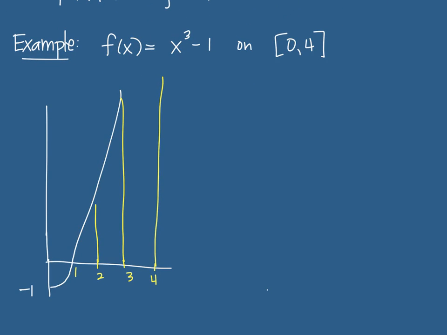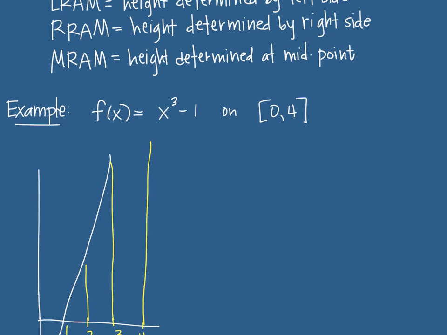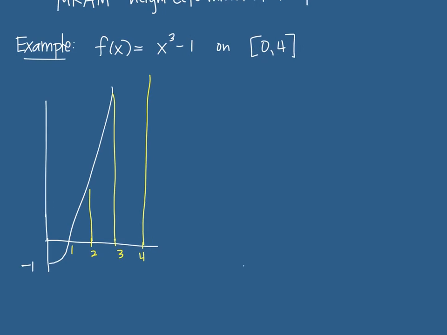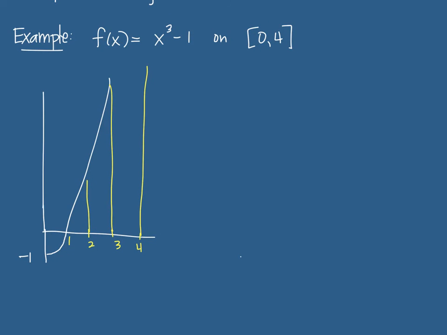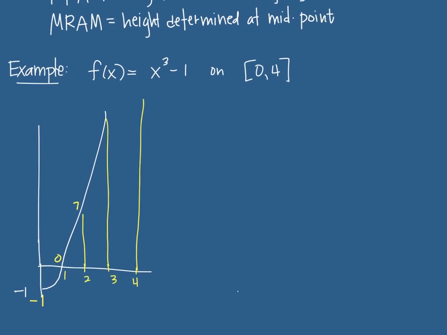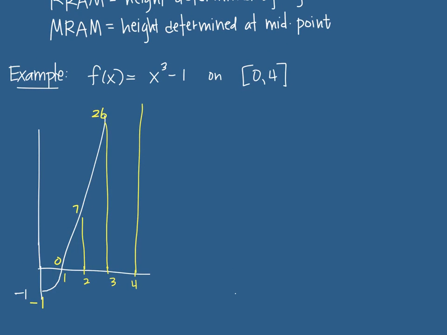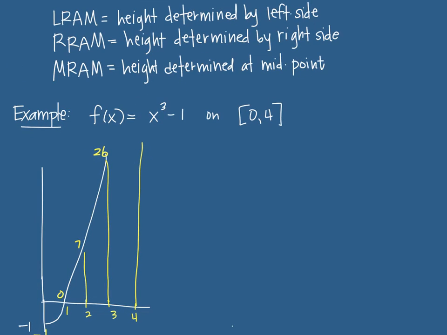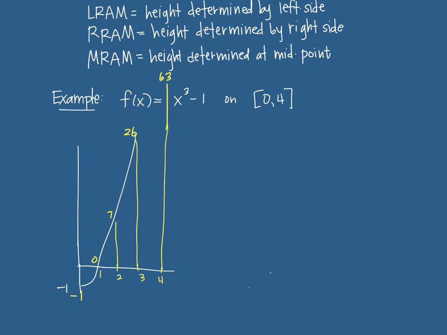Okay, track your heights at all of your intervals. I'm way off the screen here, but just using the function, track your heights. All right, we know that this height down here is -1. We know that this one is 0. Okay, 2 cubed minus 1, that height is 7. 3 cubed minus 1, that height is 26. 4 cubed minus 1, that height way up here is 63. Okay, those are all my heights. All of the bases of my rectangle are all going to be 1.